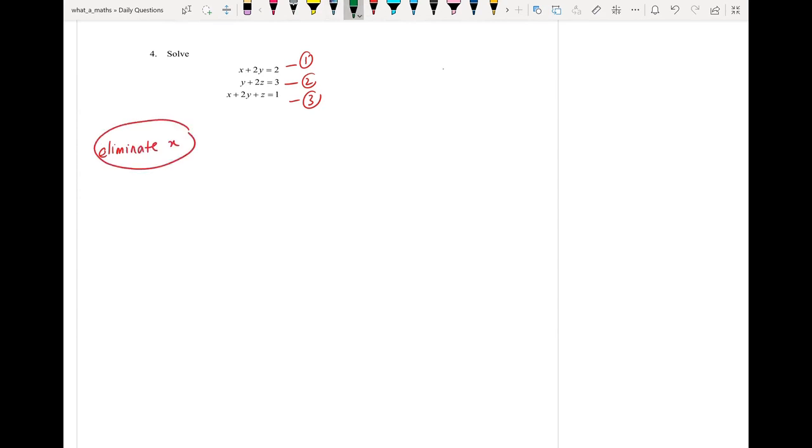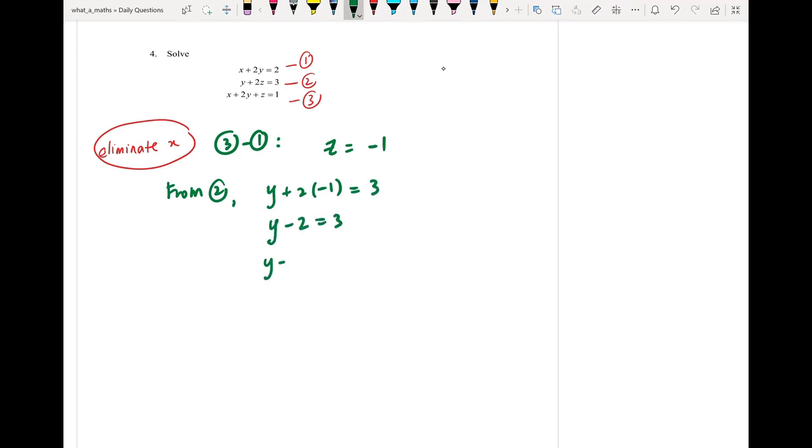So in order to eliminate x, I will do equation 3 minus equation 1. Now I will get z equals negative 1. Once I get z equals negative 1, I'll substitute into any of the previous equations. I just need to find one equation where I have z and I can find the other variable. So from equations 1, 2, and 3, I found that equation 2 is the most useful. So I'll substitute z into equation 2. So now I have y plus 2 multiplied with negative 1 equals 3. This is y minus 2 equals 3, so y equals 5.